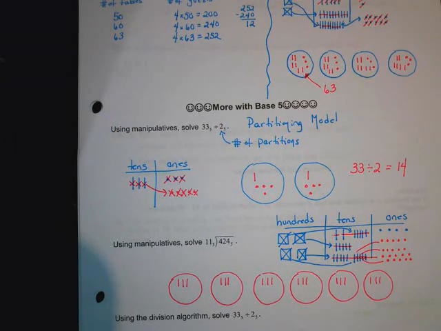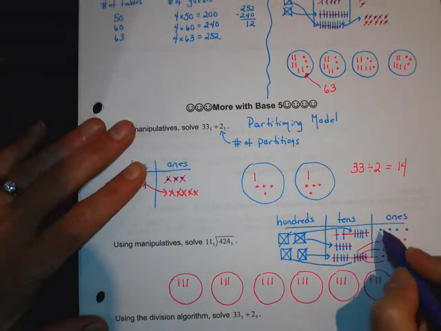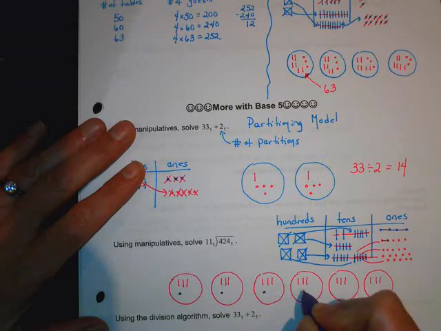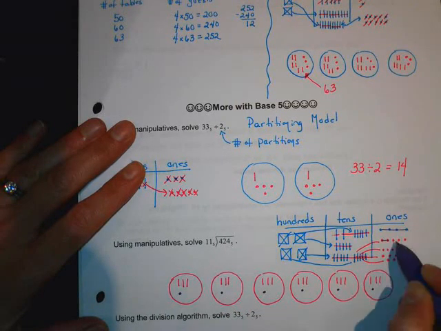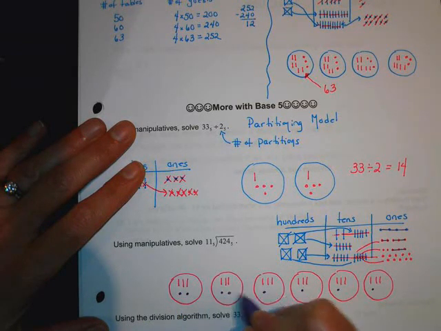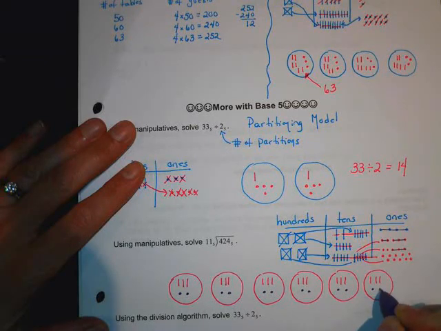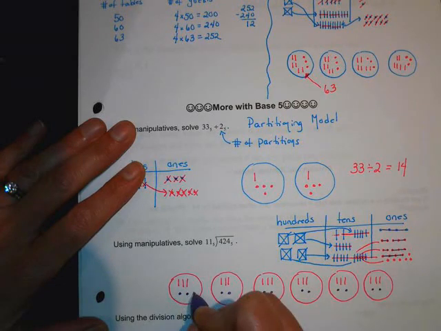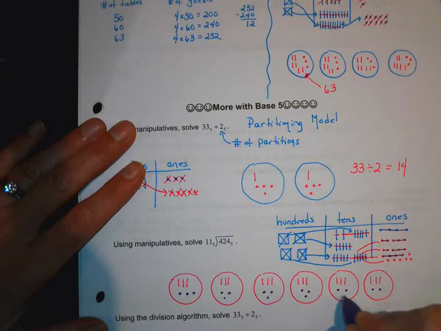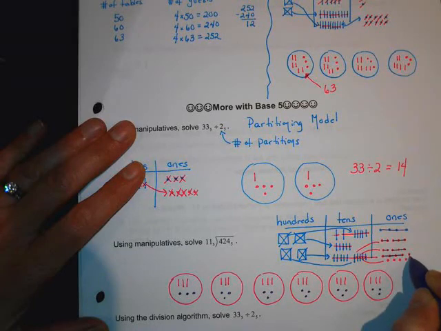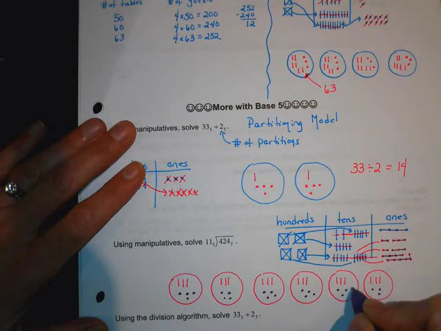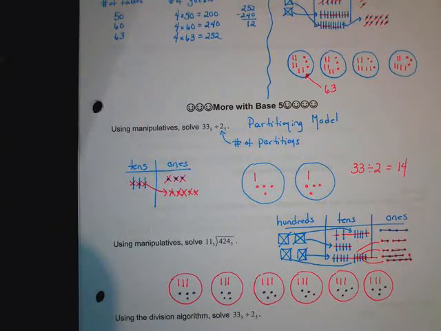Like every time you see 6, everybody gets 1. So 1, 2, 3, 4, 5, 6. There you go.